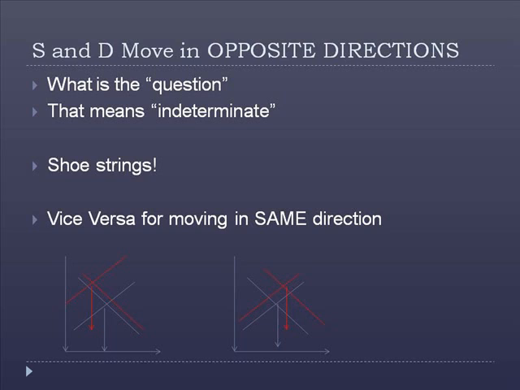So if they move in the same direction, it's going to be the opposite. You can trust quantity changes, but price is indeterminate.